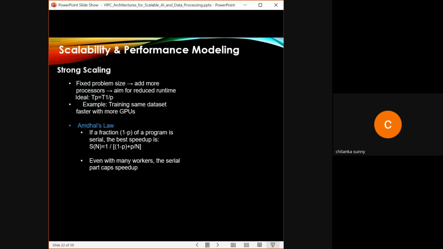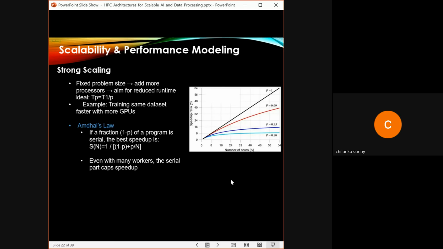You might have noticed this in your experiments as well. So for strong scaling, while we keep the problem size fixed, we will definitely hit this Amdahl's law wall. I have a graph also. We'll see that in detail when we move on to the demo part.